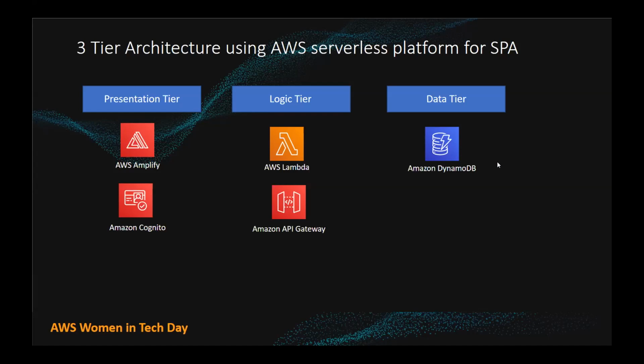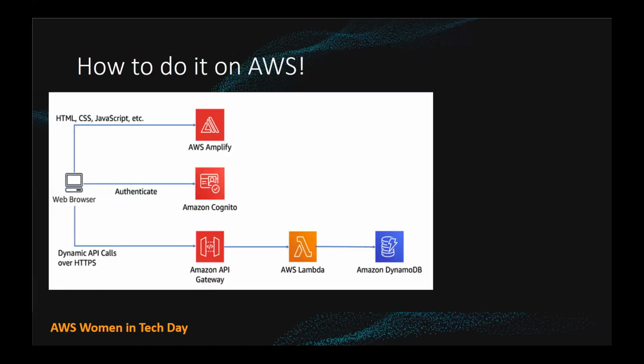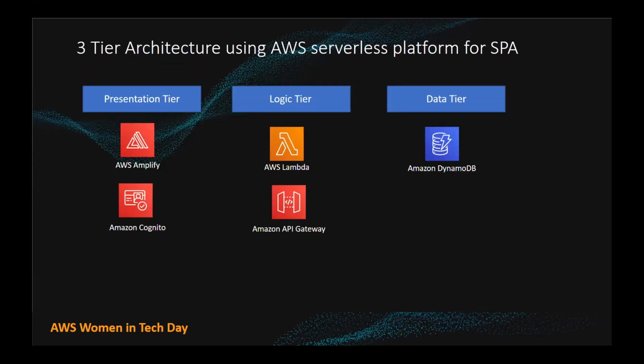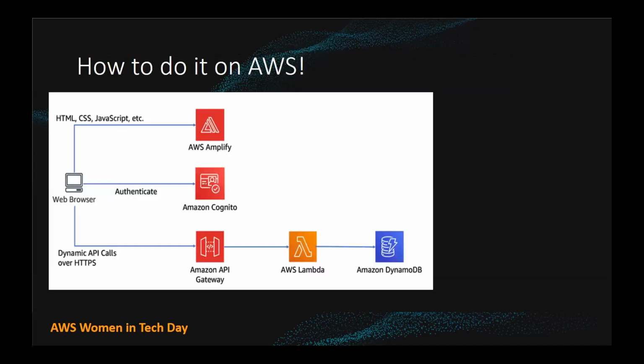So let's move ahead with these three components. How do you do it on AWS? How do you achieve this three-tier architecture using the AWS serverless platform for single page applications? What is the architecture that we are looking at today? You have three components. Let's look at each component.